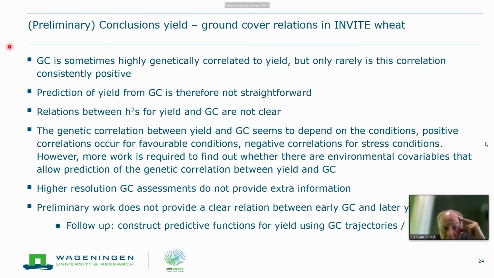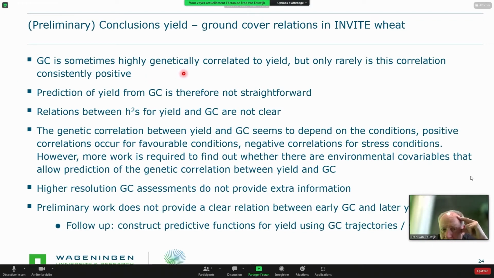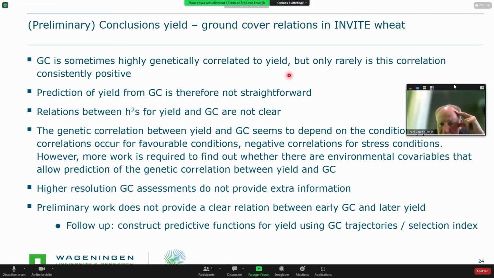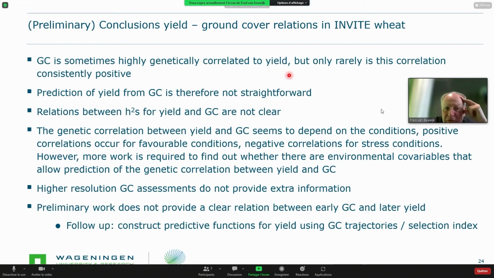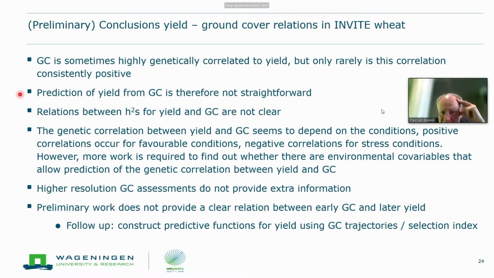So if I summarize that, well, the ground cover is quite often genetically positively correlated to yields, but the patterns are not very consistent. And the prediction of yield from ground cover at this moment is not yet straightforward. We can do more, but I'm not that optimistic that it will become straightforward. We also didn't see a very clear relationship between the heritability for yield and ground cover.